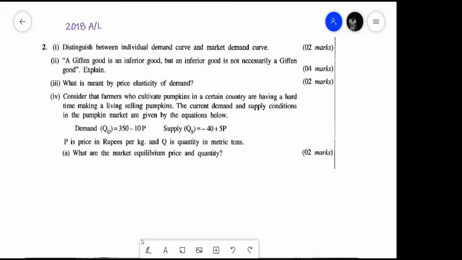Okay, so the second question: a given good is an inferior good, but an inferior good is not necessarily a given good, right? Again, I've explained this before. If you write the definition, it's fine.